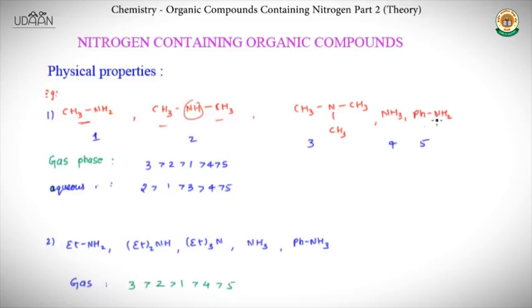First, if you take the gas phase, then you have 3 greater than 2 greater than 1 greater than 4 greater than 5. Whereas if you take the aqueous phase, you have secondary greater than primary greater than tertiary, and then you have ammonia, which is greater than PhNH2. Now, why is this different for different solvents and where does the difference between them come from?